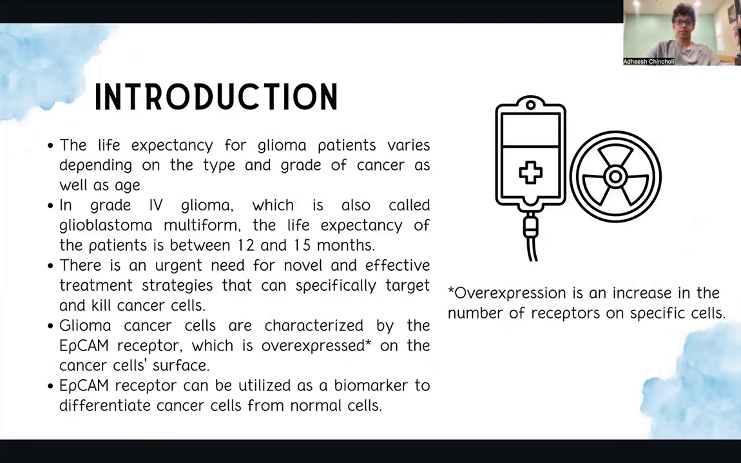Now, gliomas vary greatly depending on the grade and aggressiveness. For example, in grade 4 glioma, also known as glioblastoma multiforme, the life expectancy of a patient is only 12 to 15 months, even with treatment. This highlights the urgent need for more effective therapies that can precisely target tumor cells while minimizing harm to healthy tissue. One of the defining characteristics of glioma cells is the overexpression of the EpCAM receptor. Overexpression simply means that these cells have a much higher number of these receptors on their surfaces than normal cells. This property can be exploited to differentiate cancer cells from healthy cells, making EpCAM a valuable biomarker for targeted therapy.